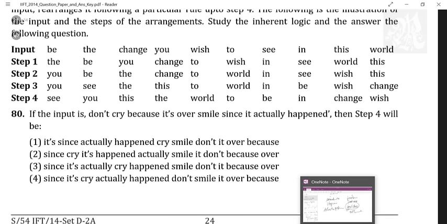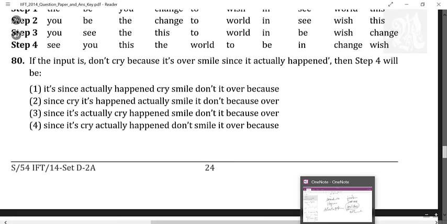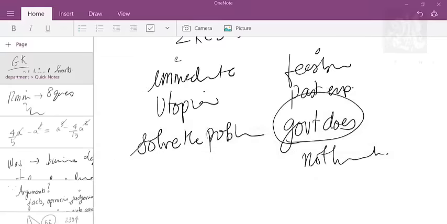Now in 1 and 3, find out the difference, one word that is differently placed. For example, since. What is since? 1, 2, 3, 4, 5, 6, 7th word. 7th word becomes where in step 4? First word. So the answer is going to be the 3rd one. Get the point here? You don't write it down as such.